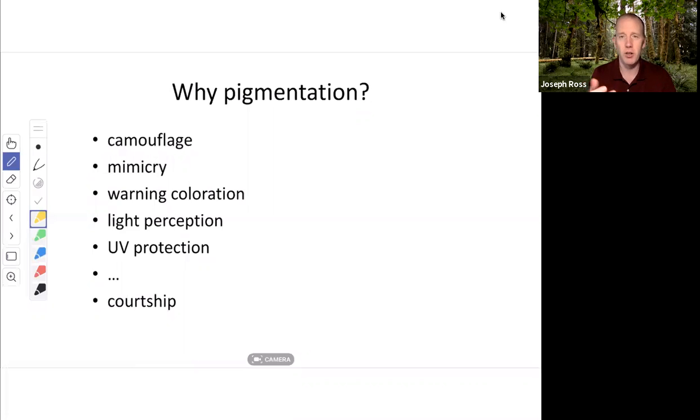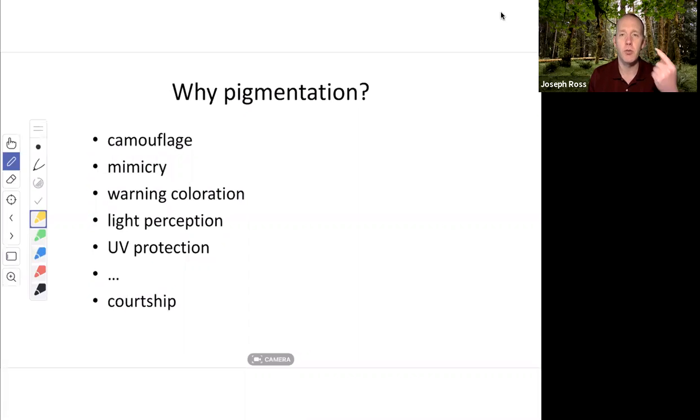For example, here are some. Pigmentation is used for camouflage to hide from predators. It's used in mimicry and in warning coloration. That is, some organisms evolve to look like more dangerous species to try to prevent predators from attacking them. Pigments are also used in the body for that sort of signaling, either hiding or signaling that you're poisonous or toxic or dangerous.